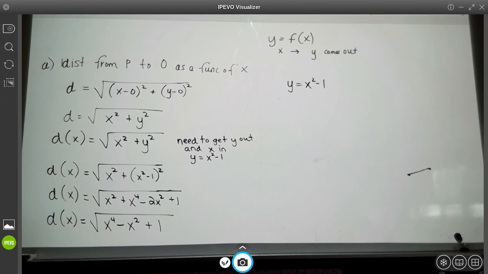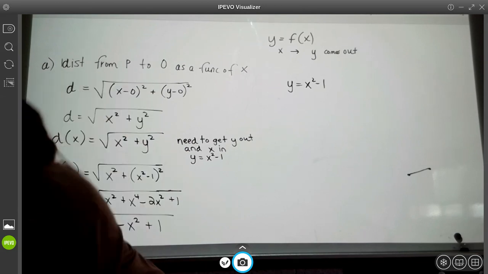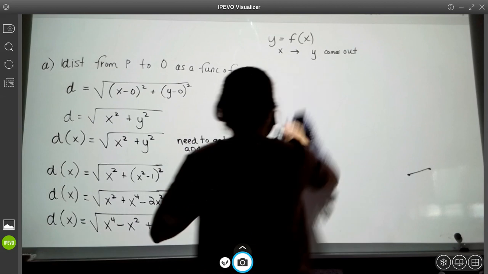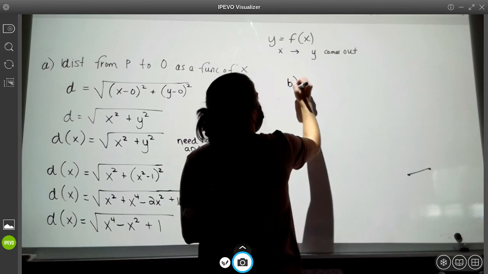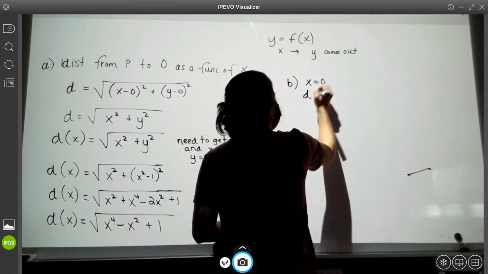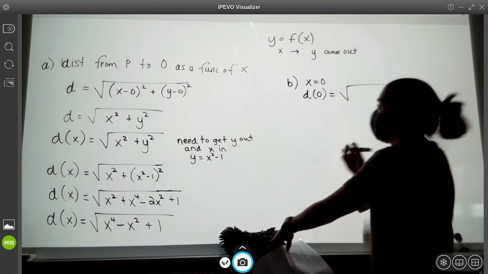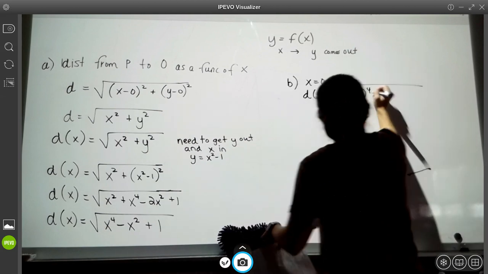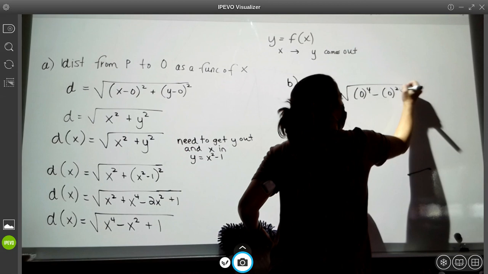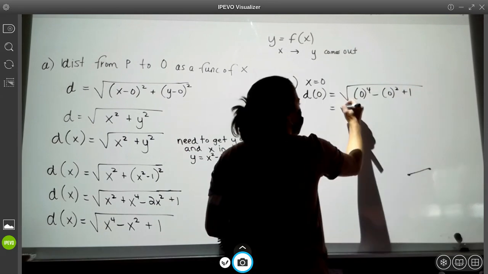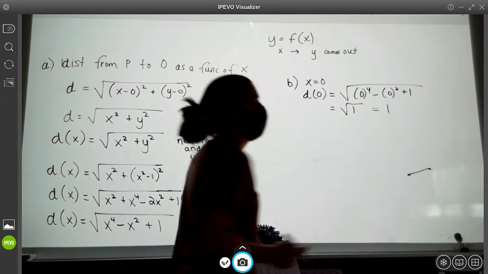Part B. Now it kind of gets easy. Once you get that, things just flow from here. So now it says in part B, what is D if x equals 0? So we're just going to find D of 0. If x equals 0, we're just plugging 0 in. So it's going to be the square root of, plug it right into the formula you wrote, 0 to the fourth minus 0 squared and then plus 1. That's going to be the square root of 1, which is 1.